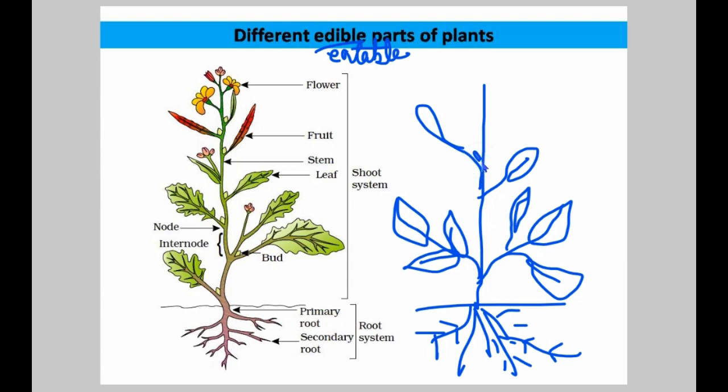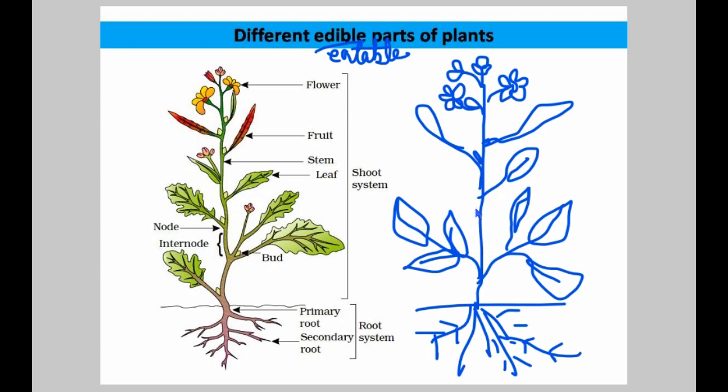ठीक है? This is fruit. This is bud. These are flowers. You can see, my flowers will look a little bit different from the picture given. Still I'm trying to draw it like the picture, but actually it is not possible to draw with mouse, but ठीक है, let me try.